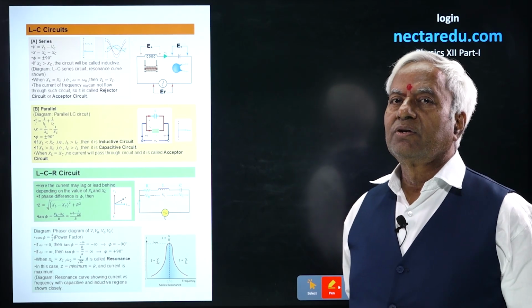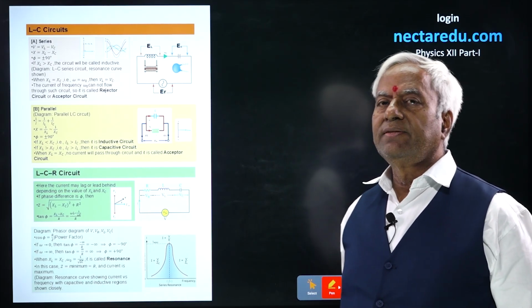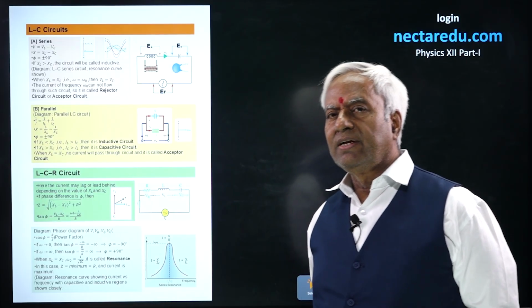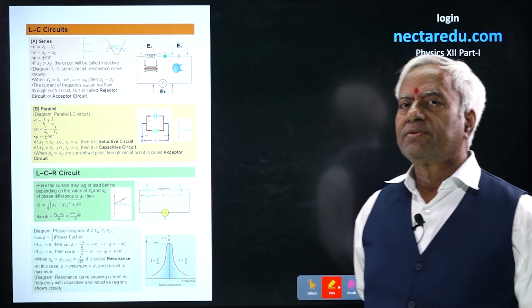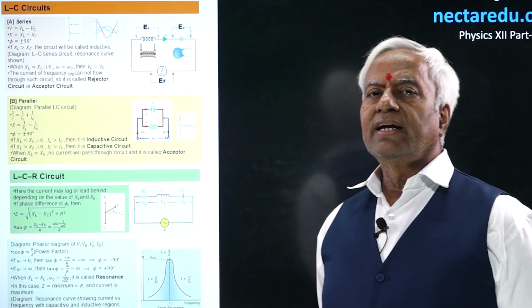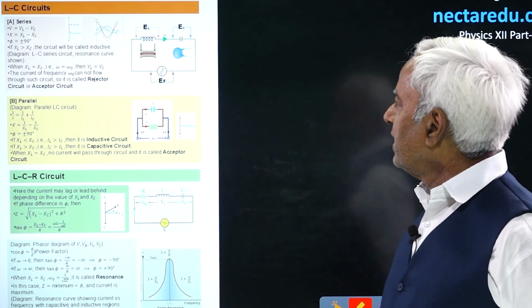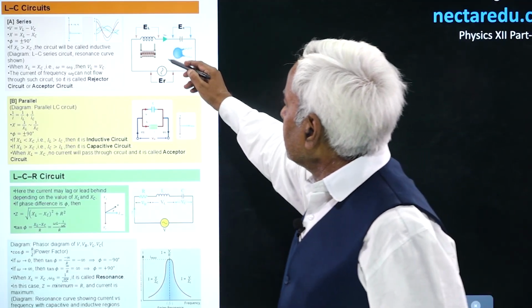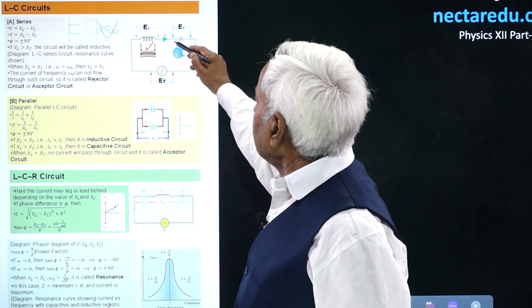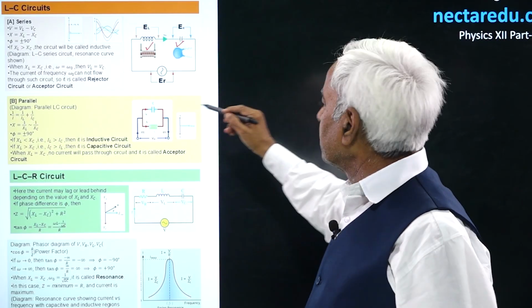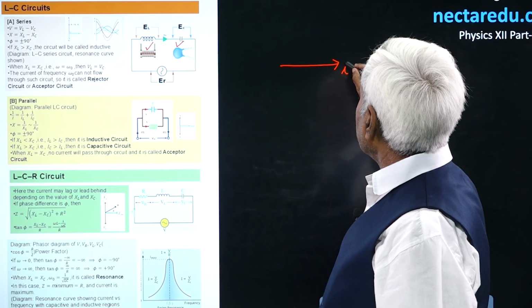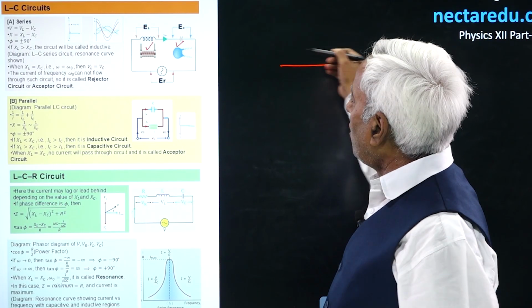LC circuit, coil and condenser. The coil is responsible for 90-degree lagging of current and the condenser is responsible for 90-degree leading of current. Both are here in this circuit, L and C. It is a series circuit, and in series, the current is always in the same phase in all.